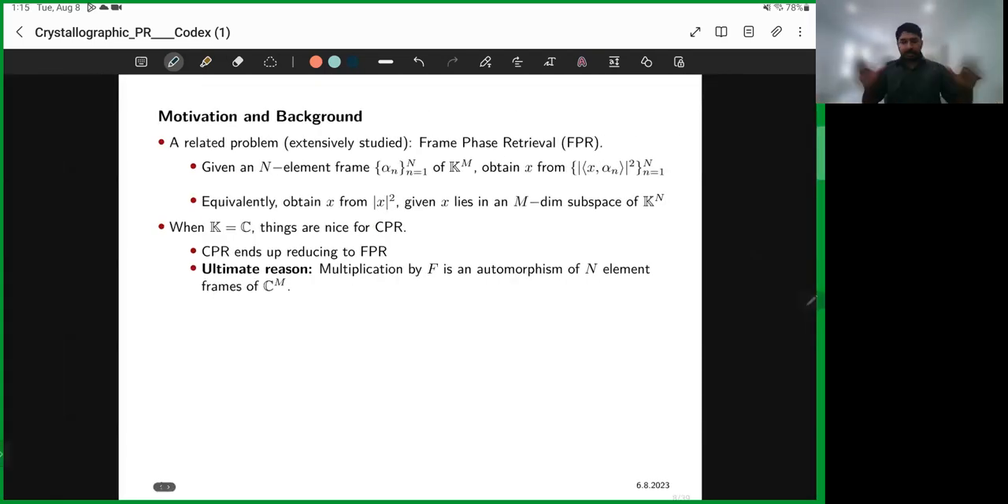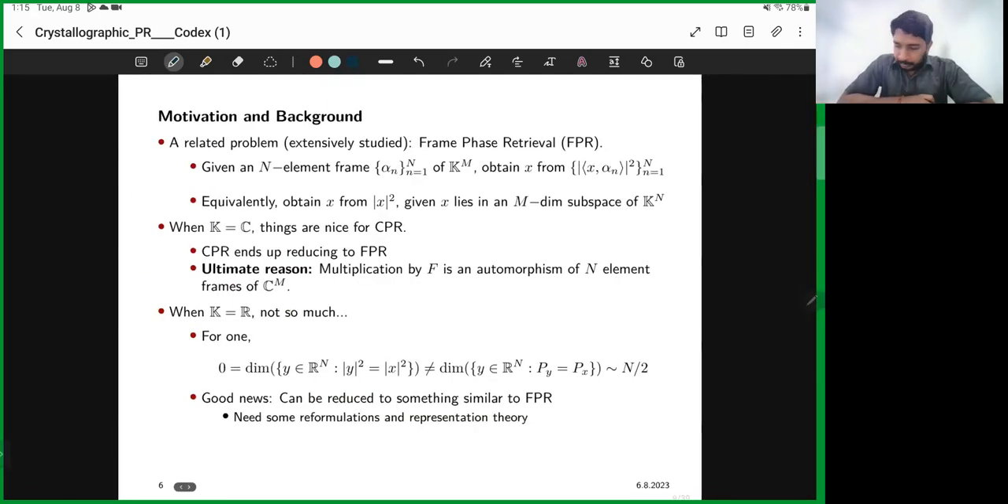Okay, so what's the deal with the problem? When K equals C, things are very, very nice for CPR because it ends up reducing to FPR, and people have been studying FPR since the dinosaurs roamed the earth, right? It's been studied for a very, very long time. And the reason it ends up reducing to FPR is because the discrete Fourier transform is just a linear transform when you're working with the base field of C. In other words, multiplication by F is an automorphism of this n-element frames of C^m. And so instead of studying CPR, I study FPR, and techniques have been developed to do that. So things are very, very nice when K is C.